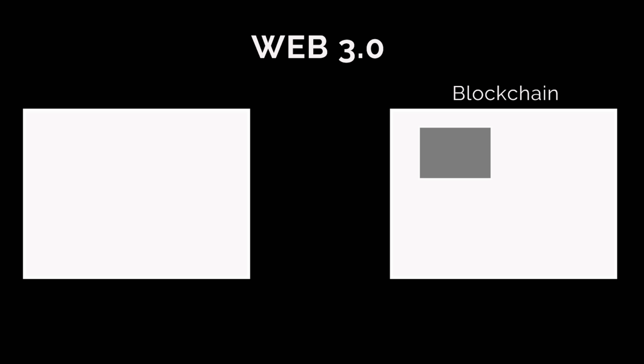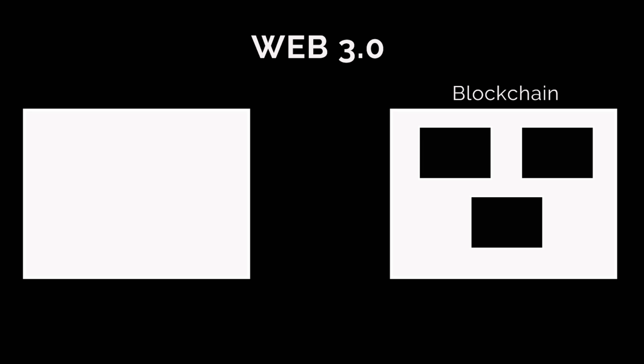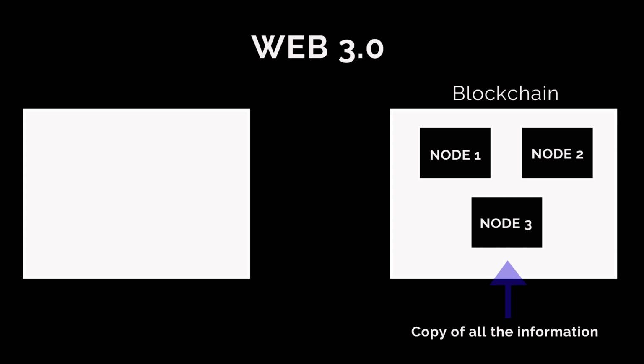However, in Web 3.0, the back end is basically the blockchain itself. And this is where you can communicate with smart contracts that live on the blockchain. So the major difference with the blockchain is that you have multiple nodes, and each node has a copy of all the info. So basically, all the nodes spread out the same information so that the info is not centralized in one location.